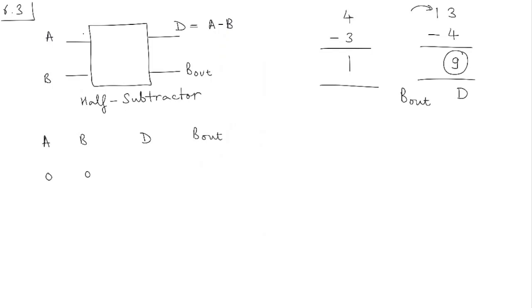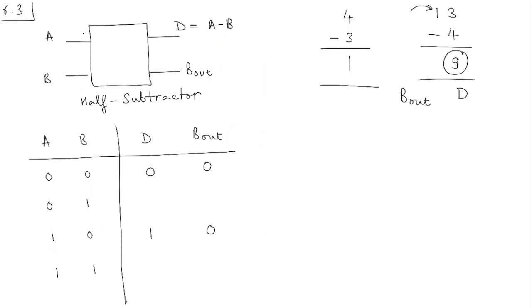Okay, so you have 4 combinations of the inputs. And what is your D going to be in each case? So in this case, 0 minus 0, the difference is going to be 0, and there's no borrow. So that's fairly straightforward. Now 1 take away 0. I'm going to leave the case of 0 take away 1 till the end. So 1 take away 0 is 1. Okay. So the difference is 1, and we don't need any borrow. 1 take away 1 is again 0, and no borrow here.